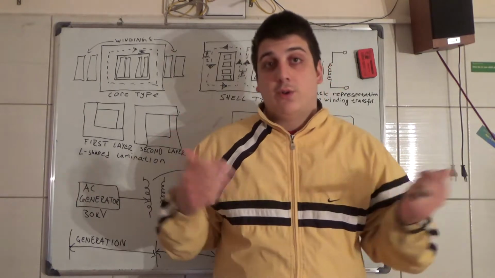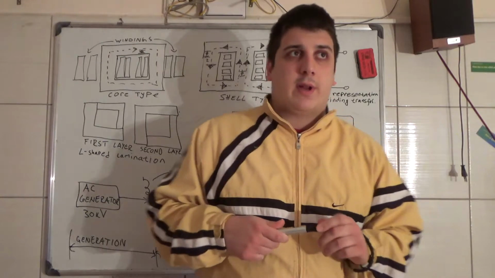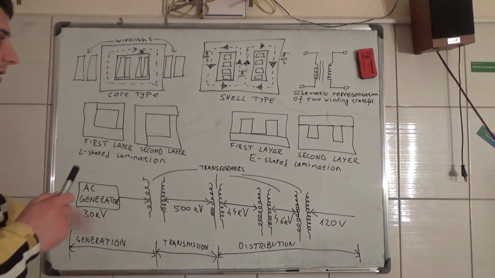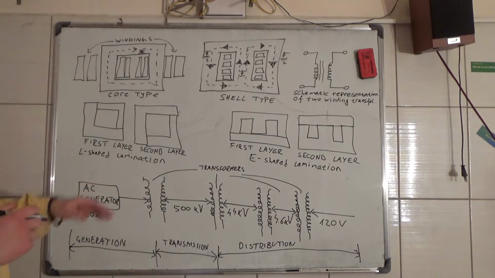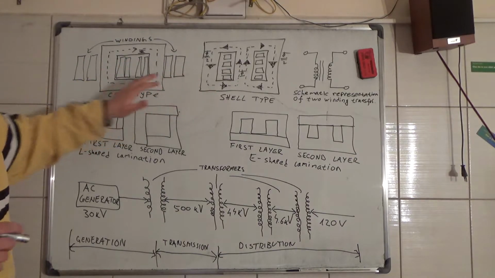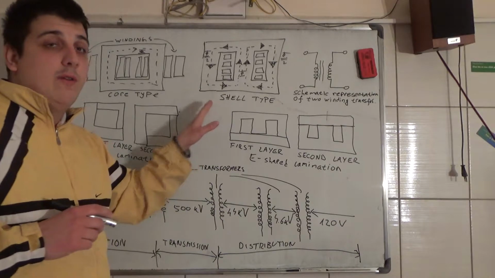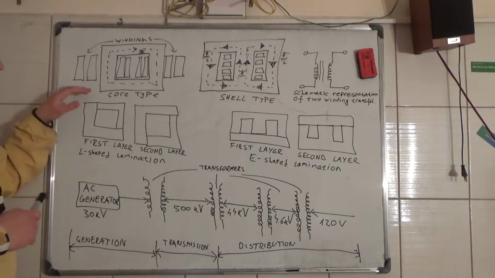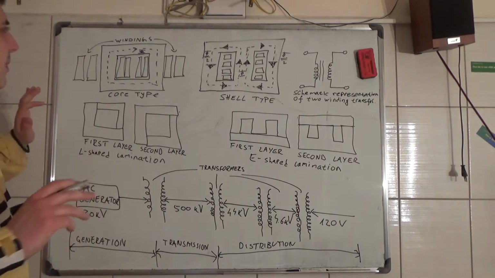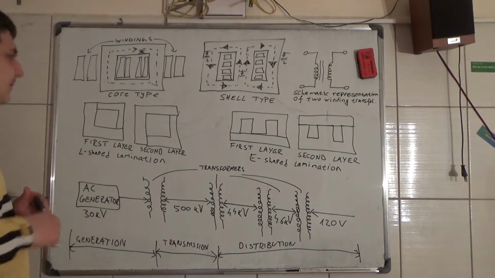In this video I'm going to show you some very basic principles of working. So here I drew some stuff on this breadboard. Here are two types of transformers. This is the core type and this is the shell type of a transformer. Now, core type is very rarely used, because I'm going to say, we're going to get to that.